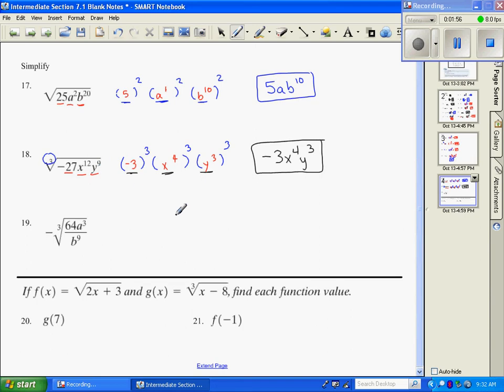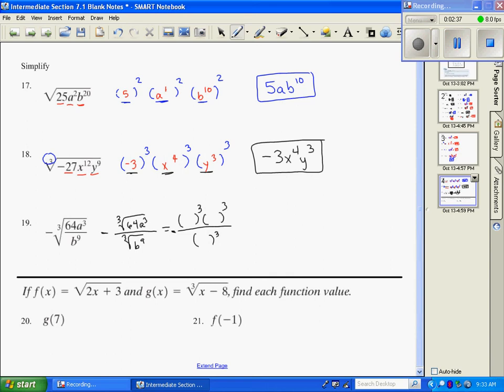Alright, and number 19, I'm going to ignore this negative, it's sitting out front, and we're going to find out what cubed gives me this value. Now if I wanted to break it up, I could do that and rewrite them as individual. So I'm going to leave my negative. I'm going to have the cube root of 64a to the 3rd, and then I'm going to have the cube root of b to the 9th. Okay, that still means we need exponents of a 3 because my index is a 3. Don't forget my negative, I'm just leaving that out front right now.